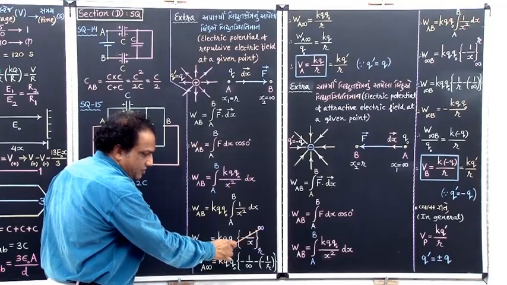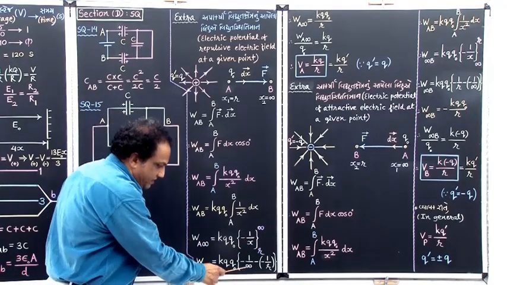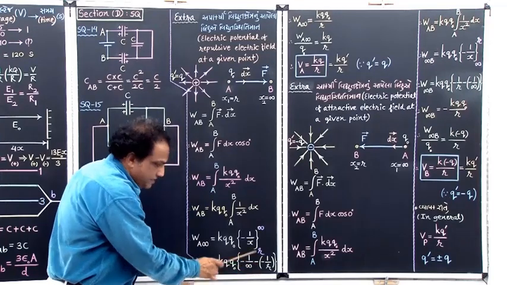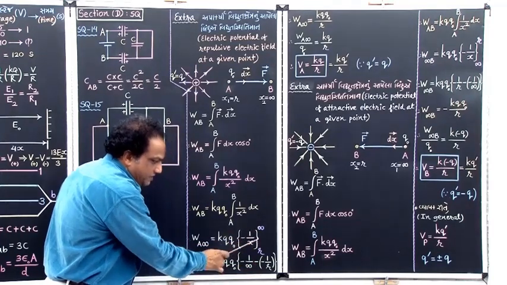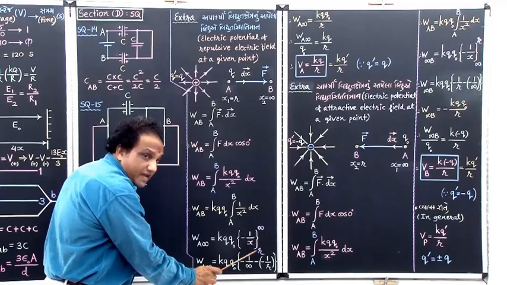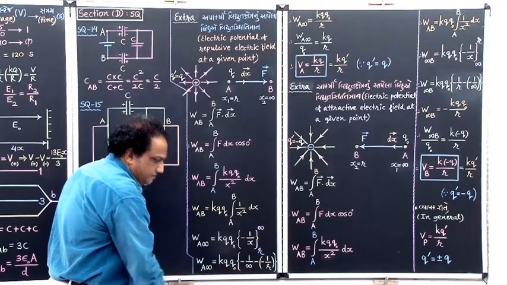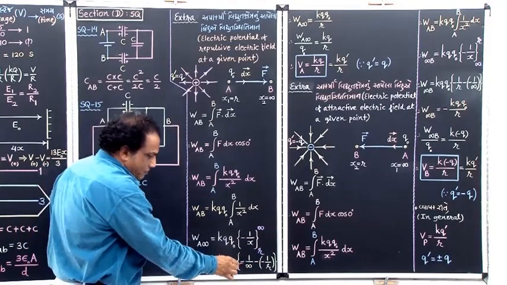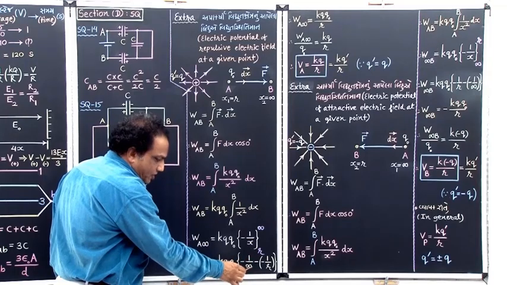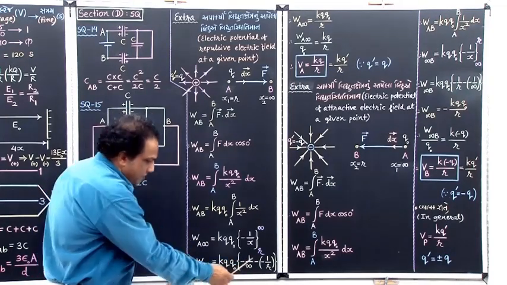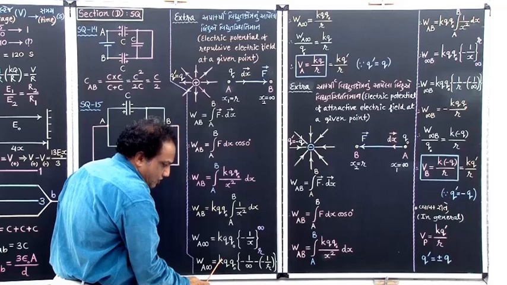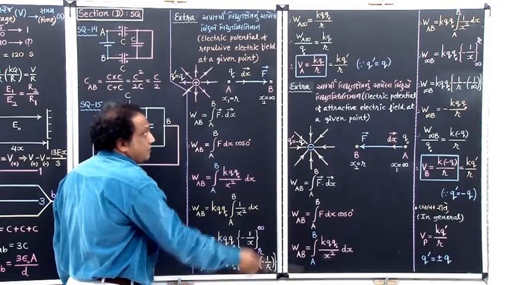In place of x, I should write first of all the upper limit, that is infinity. After putting the minus sign, in this term I am supposed to write the lower limit in place of x, that is, in place of x I should write r. So right here, minus 1 upon r. Simplify, minus 1 upon infinity. 1 upon infinity is 0. Minus minus plus. So k q q0 upon r.